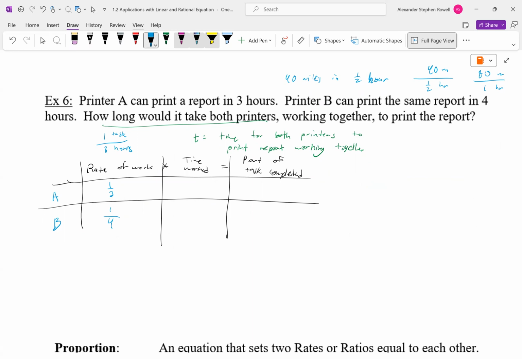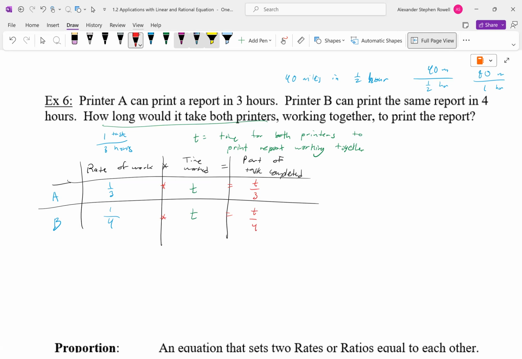Okay, how much time is printer A working? No, sorry, this is now talking about working together. When they're working together, how much time? And this is what we define as T, right? T is the time that printer A is printing when they're working together. What about the time that printer B is printing? Yeah, because they start at the same time and they finish at the same time, right? So we multiply across and we get T over 3 and we get T over 4.